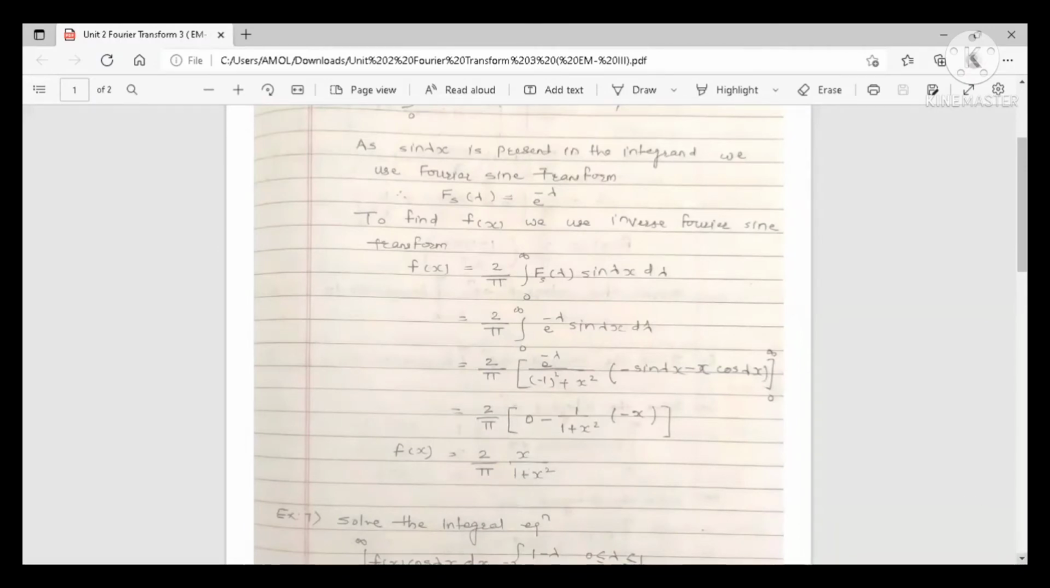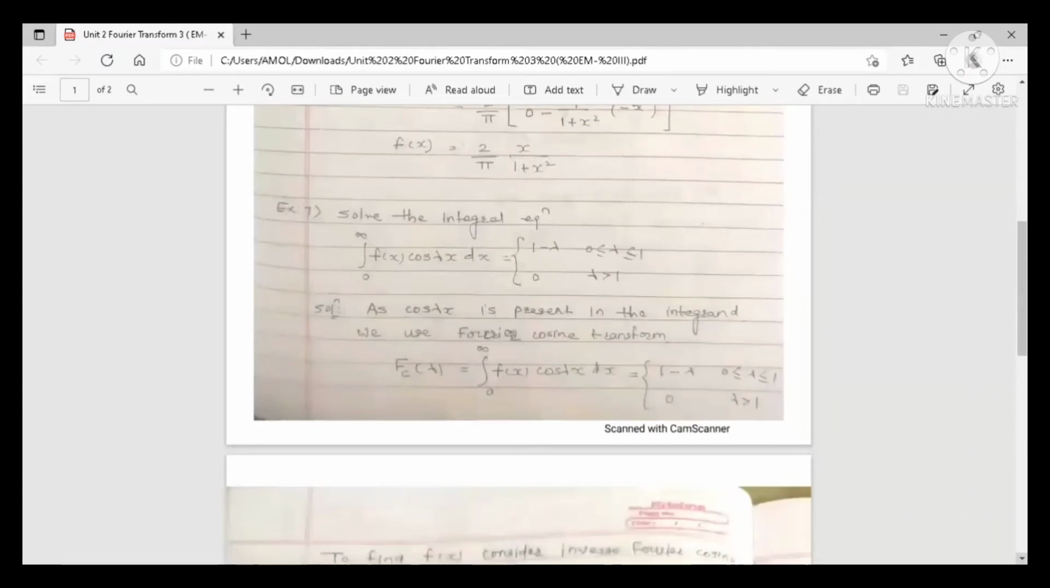Okay, now the next example: solve the integral equation. Integration from 0 to infinity of f of x cos lambda x dx is equal to, defined in two intervals, first 1 minus lambda when lambda lies between 0 and 1, and the second interval is 0 when lambda is greater than 1. So 1 is the point of discontinuity here, as cos lambda x is present in the integrand.